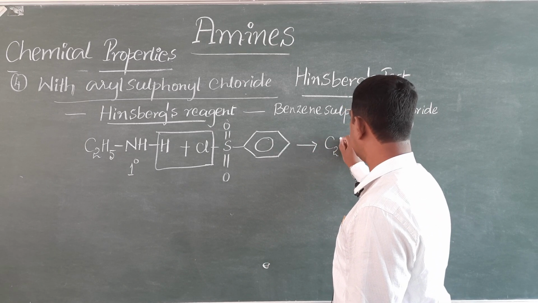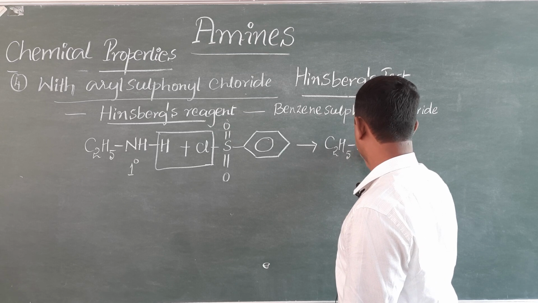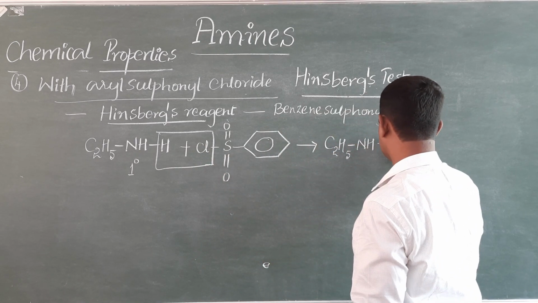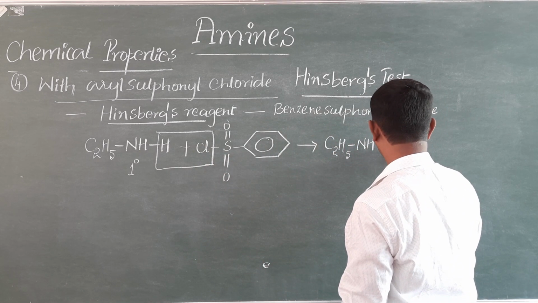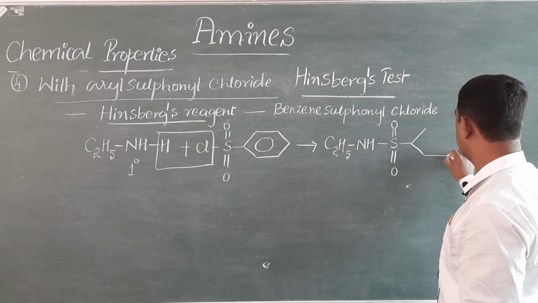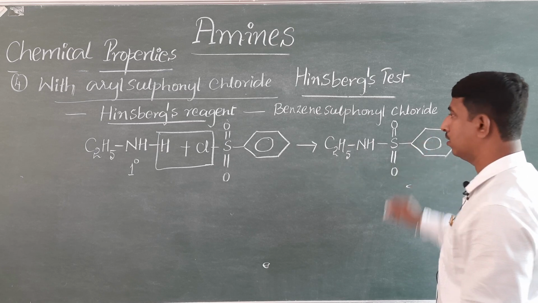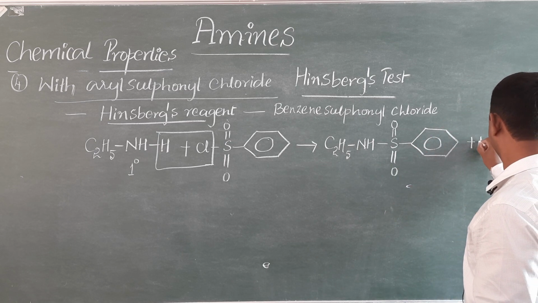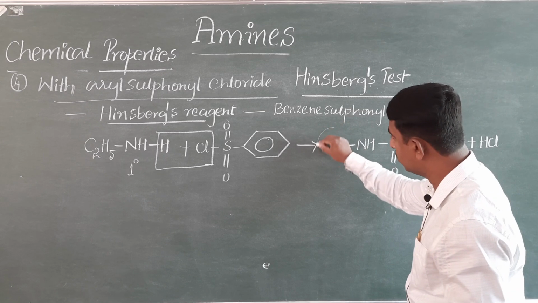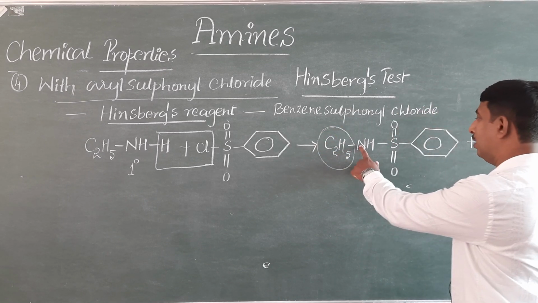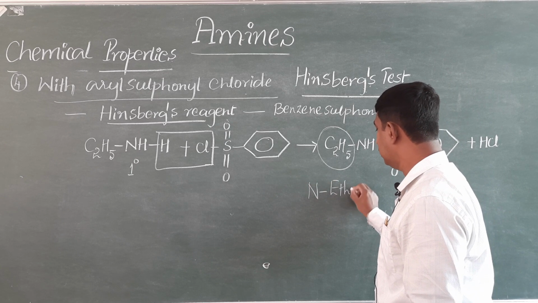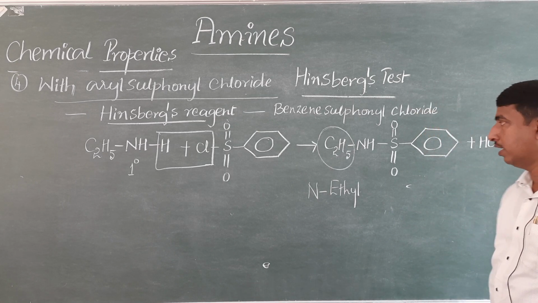The product obtained is C2H5NH, then S double bond O, double bond O. This group is named the sulfonyl group. Then the benzene ring, plus HCl. Name of this compound: there is a substituent group on nitrogen, so it can be written as N-ethyl.